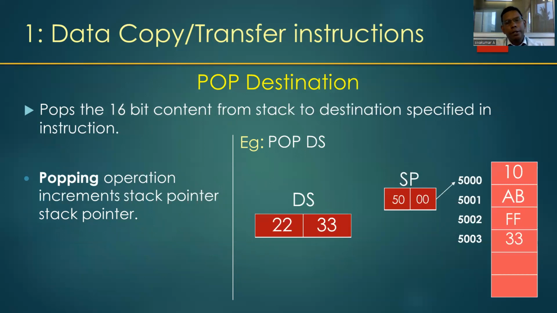Then the POP instruction. POP destination pops the 16-bit content from the stack to the destination specified in the instruction. The popping operation increments the stack pointer. So after executing that instruction, the lower order byte at 5000 will be moved to the lower order location of the data segment, then the pointer is incremented. Then the data at 5001 will be moved into the higher order byte of the data segment, then the stack pointer is incremented. Again the stack pointer points to 5002, as previously it was incremented.